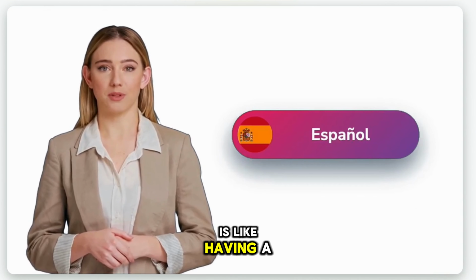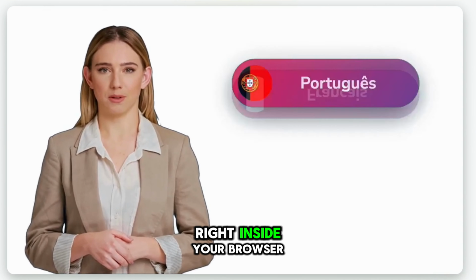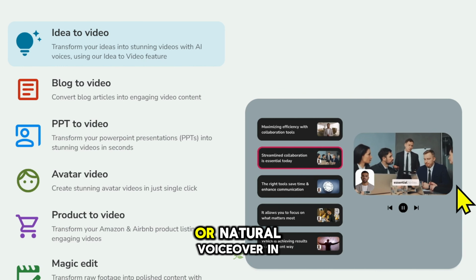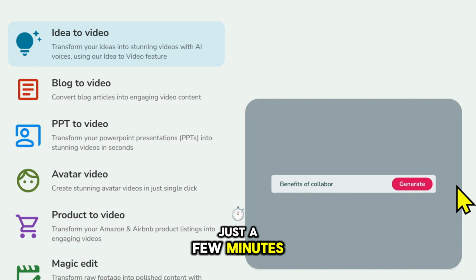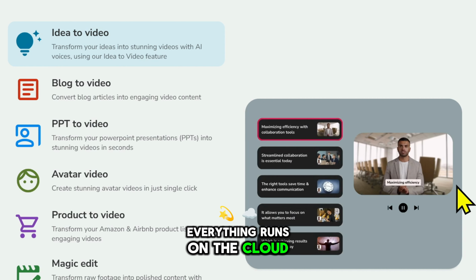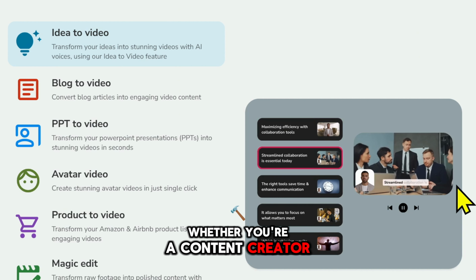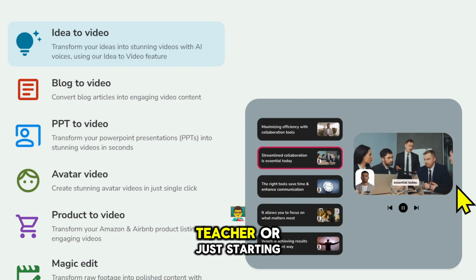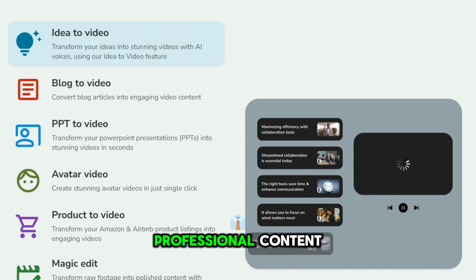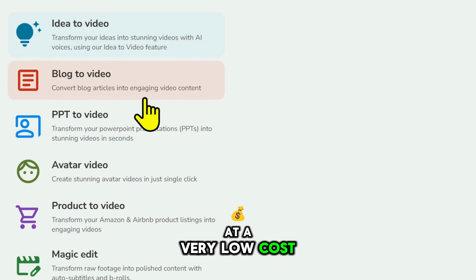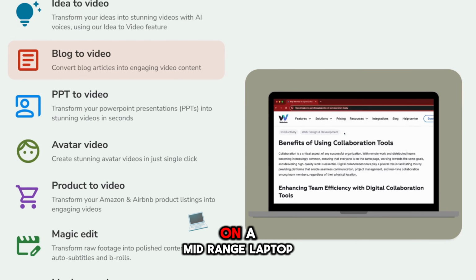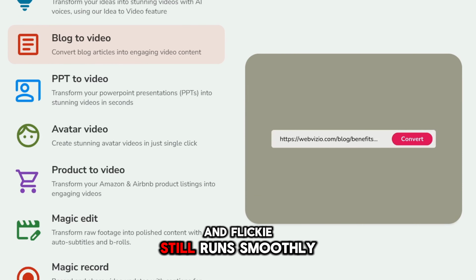Fliki AI is like having a full video production studio right inside your browser. It turns simple text into a complete video or natural voiceover in just a few minutes. No heavy software, no high-end computer, everything runs on the cloud. Whether you're a content creator, marketer, teacher, or just starting a faceless YouTube channel, this tool helps you create professional content at a very low cost. You don't even need a powerful computer. I'm recording my screen on a mid-range laptop and Fliki still runs smoothly.